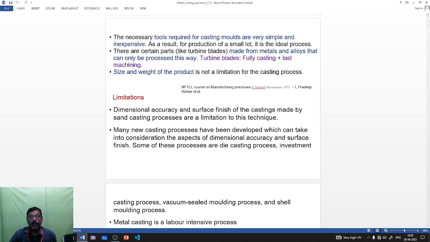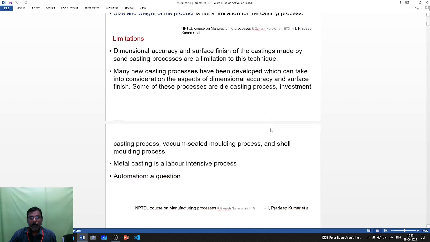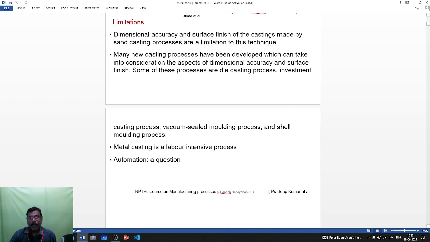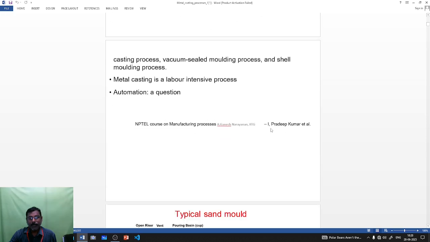There are also various limitations. The first is that the dimensional accuracy and surface finish of castings made by the sand casting process are a limitation of this technique. Many new casting processes have been developed which take into consideration dimensional accuracy and surface finish. Some of these processes are the die casting process, the investment casting process, the vacuum molding process and the shell molding process. Metal casting is also a labor intensive process, so automation is used.